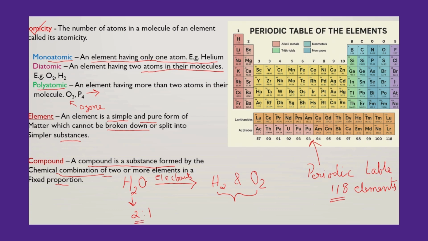So how are compounds formed? Compounds are formed by 2 or more elements joined together, and we can break this compound into its constituent elements. So that is the difference between an element and a compound. So what is an element? It is the simplest and pure form of matter which cannot be broken down or split into simpler substances. Then what is a compound? A compound is a substance formed by 2 or more elements through chemical combination in a fixed proportion or in a fixed ratio. Hope it is clear.